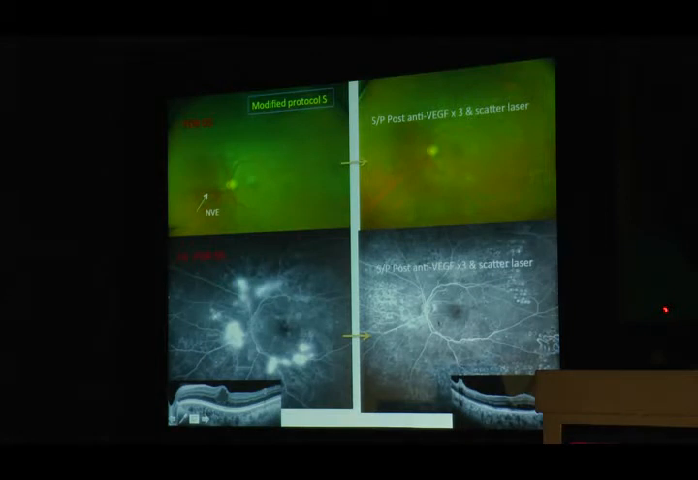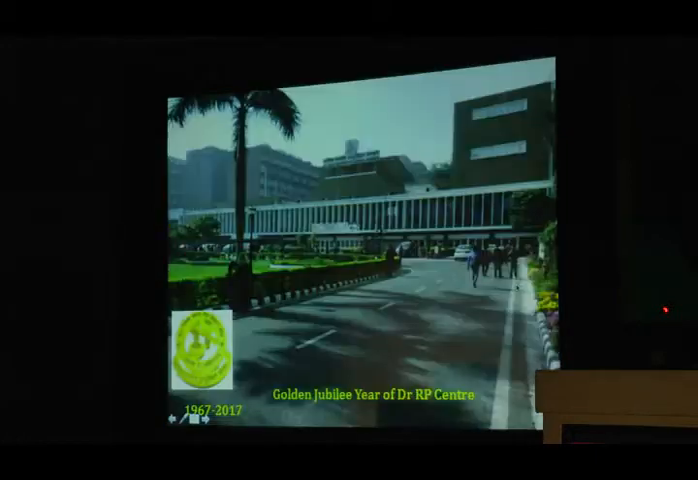So when we did the scatter laser, we did the Pascal laser, we did it as a targeted laser. We don't do laser as a PRP. We do areas which are showing ischemia, we just put the laser. So more into the periphery you can do, and the edema has gone down because of ranibizumab probably, and the ischemia has been taken care of by scatter. It's a little modified. Thank you so much.